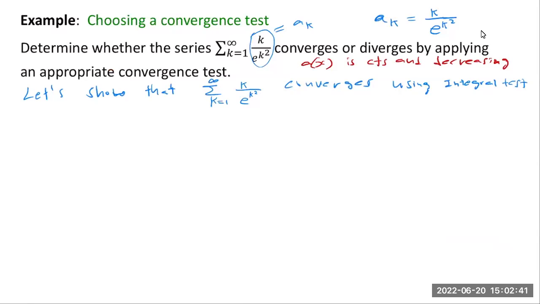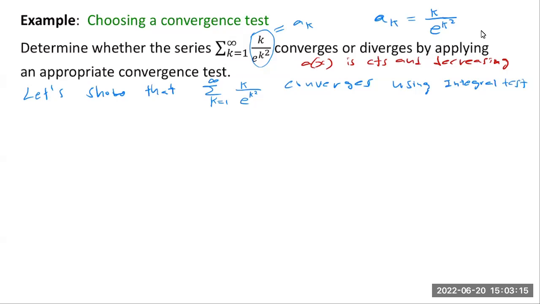Now let me walk you through an example. Here is the example that I want to go over. Basically, an application of the integral test for this example, to determine the convergence or divergence of the given series. Determine whether the series, k goes from 1 to infinity, k over e to the power k squared, converges or diverges by applying an appropriate convergence test. Clearly, I'm going to apply the integral test here.